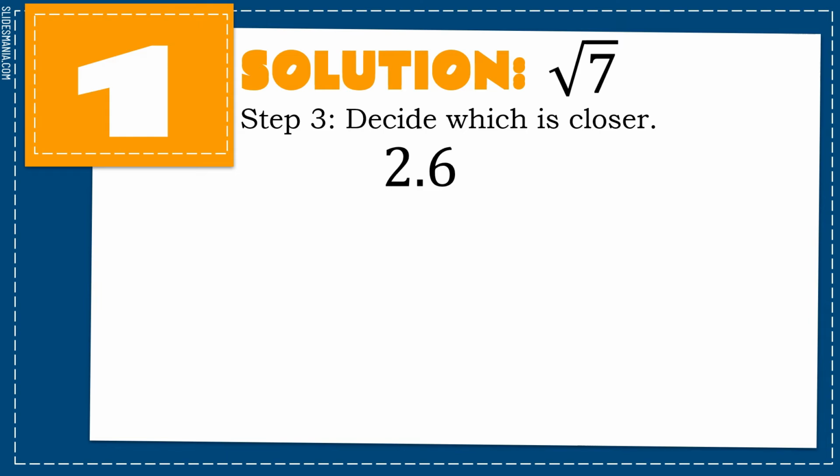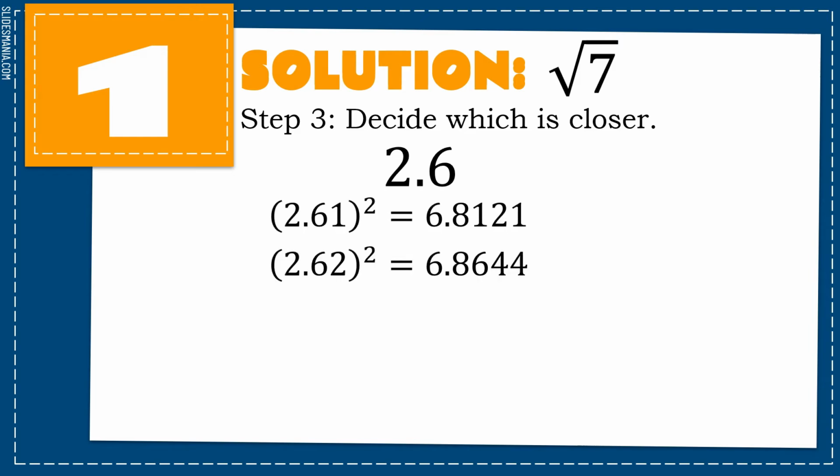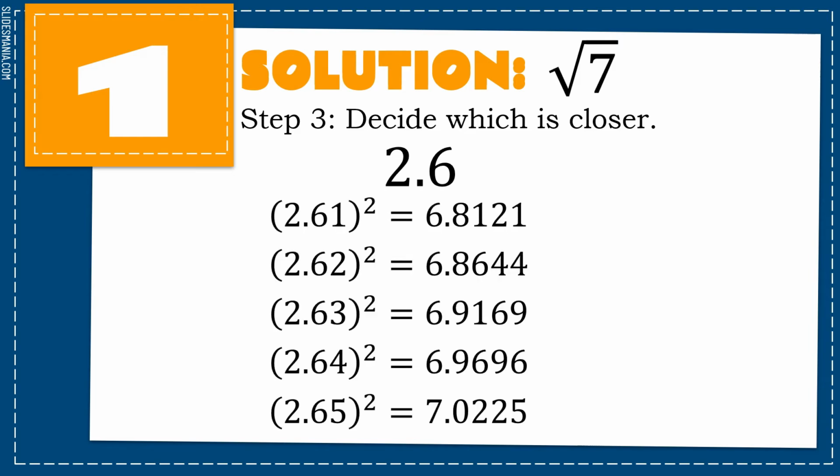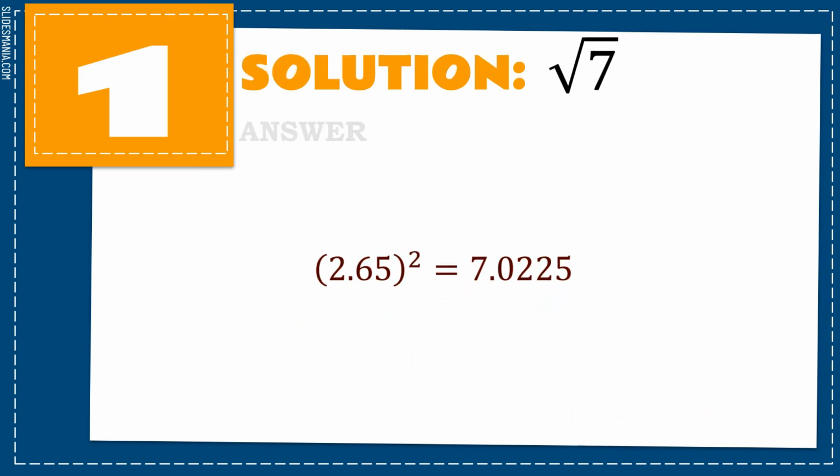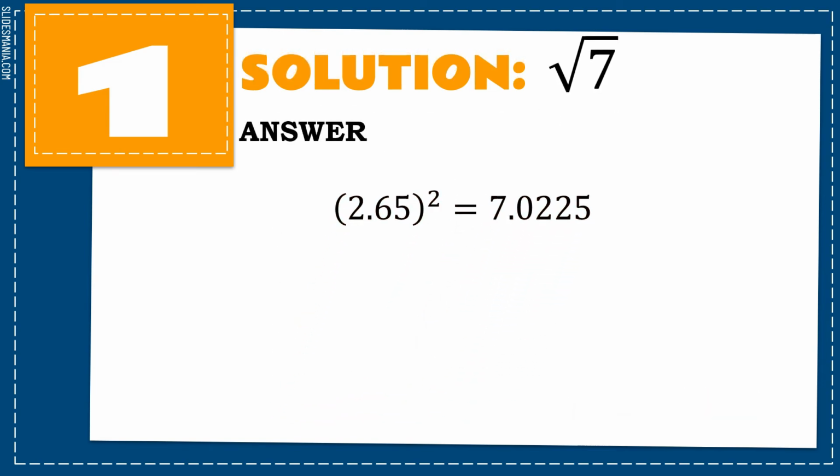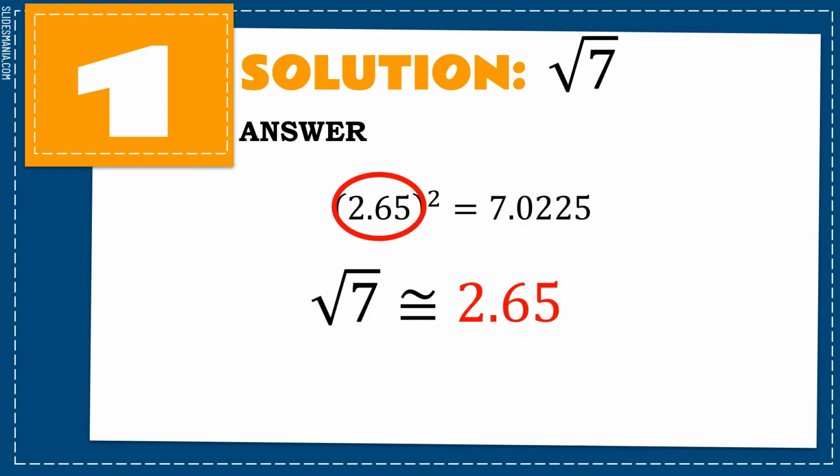After squaring each number, we will obtain the following result. With the results, which do you think is closest to 7? Correct. 7 is closer to 7.0225 compared to 6.9696. Meanwhile, 7.0225 is the square of 2.65. Hence, the square root of 7 is 2.65 when estimated to the nearest hundredths.